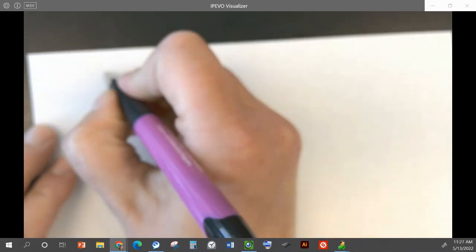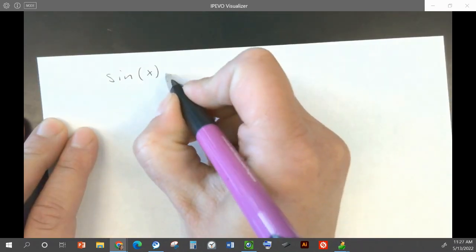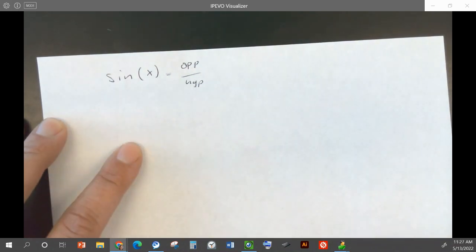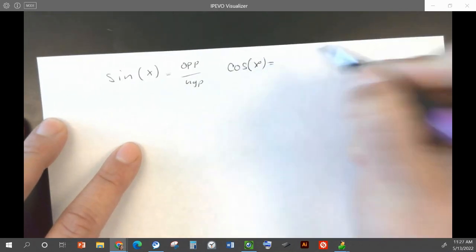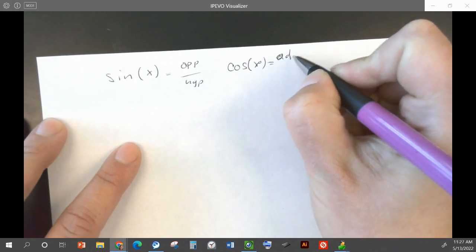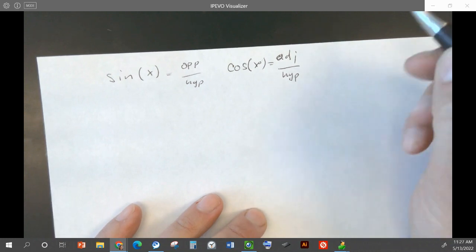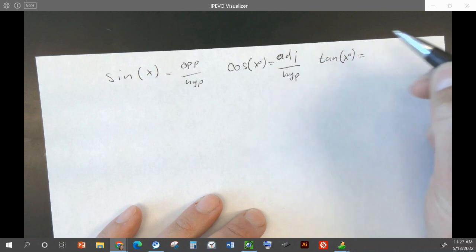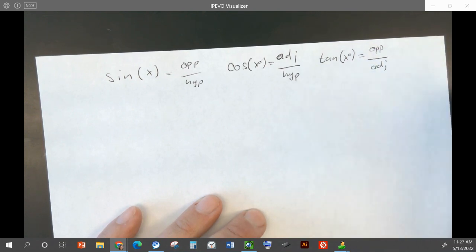So we have our trig functions. We have sine of x, and that's related to the opposite side over the hypotenuse. We have the cosine of the angle. That's related to the adjacent side over the hypotenuse. And we have tangent of the angle, and that gives us the opposite side over the adjacent.